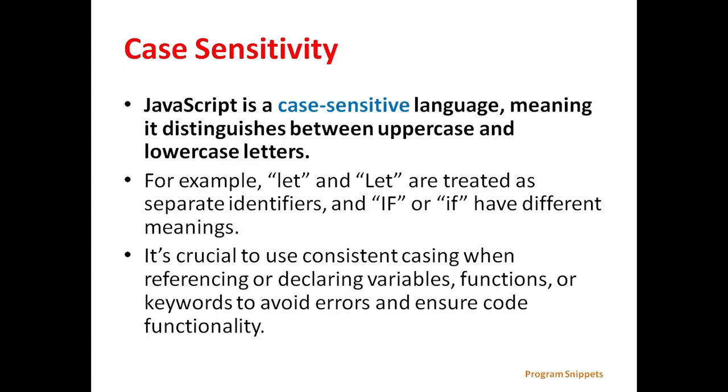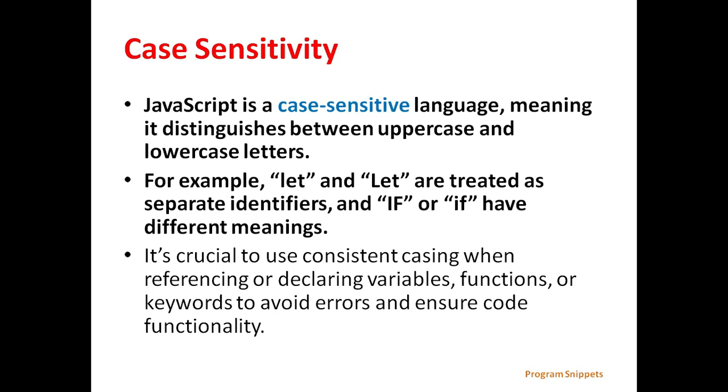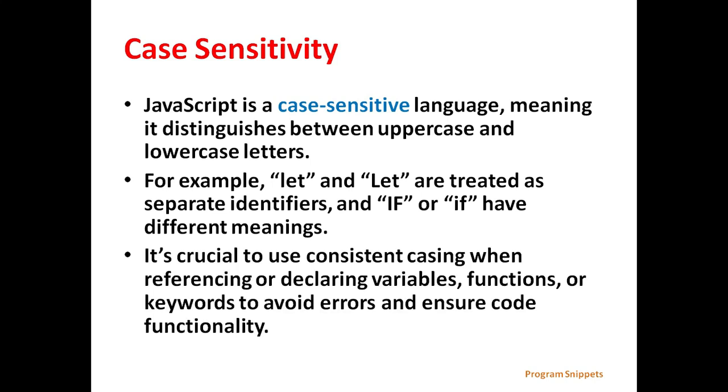JavaScript is a case sensitive language, which means it distinguishes between uppercase and lowercase letters. For example, let with small l and Let with capital L are treated as separate identifiers, and capital If or small if have different meanings. It is crucial to use consistent casing when referencing or declaring variables, functions, or keywords to avoid errors and ensure code functionality.